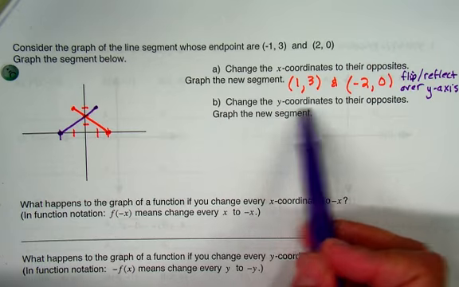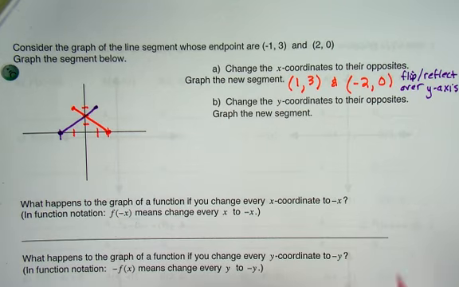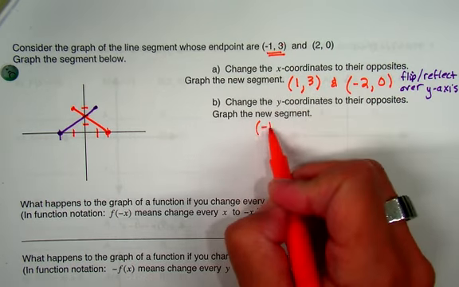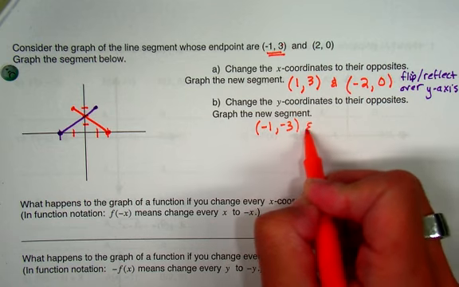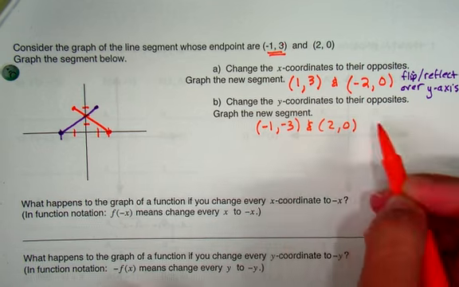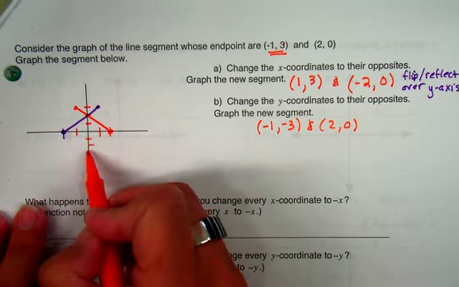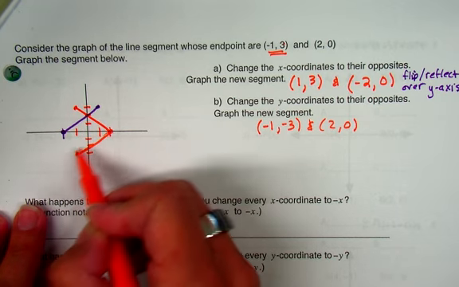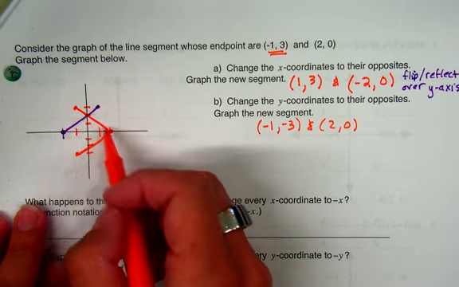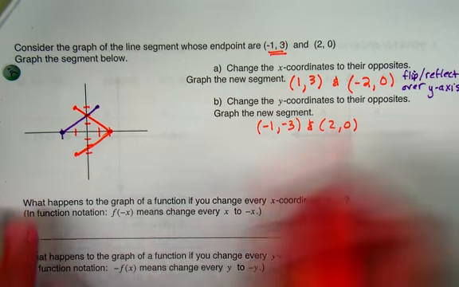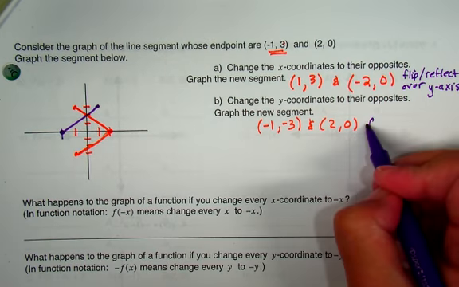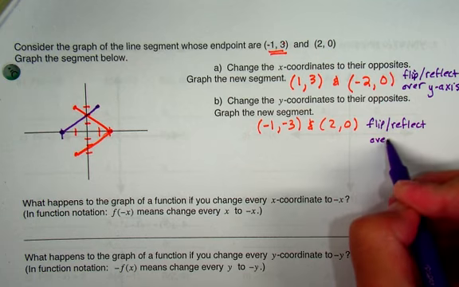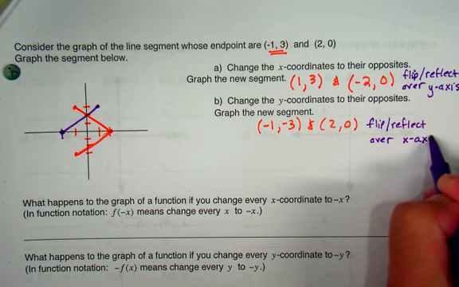Well, what's going to happen if I change the y-coordinates? Now I'm just going to go back to the original and change the y-coordinates. You guys can figure out pretty quickly: (2, 0) is still (2, 0), but (-1, -3), it flips down this way. And so notice again, from my original orange segment to this new orange segment, it did flip again, or reflect, over, in this case, the x-axis.